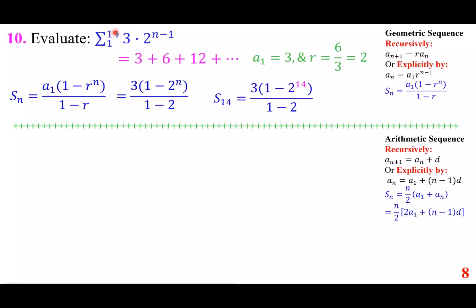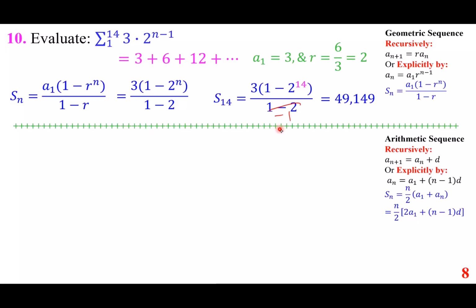And of course, you have to put it into a calculator to come up with the answer. This is obviously negative 1. So you raise 2 to the power of 14, whatever that is, you subtract it from 1, which gives you a negative number, times 3. And divide by a negative number gives you a positive number of 49,149.